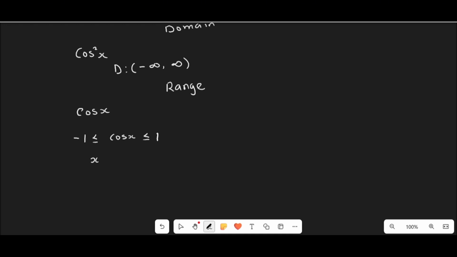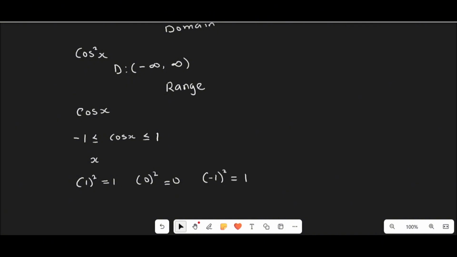Now let us square all the values that cos x can take. Remember, when you square a positive number, it stays positive. When you square a negative number, it becomes positive. When you square a 0 or 1, they stay the same. So 1 squared will give us 1. 0 squared will give us 0. And -1 squared will give us 1.